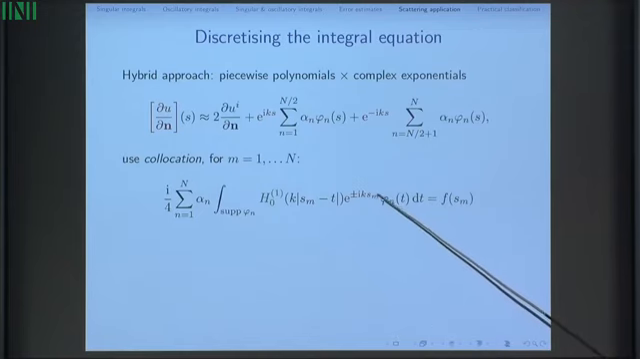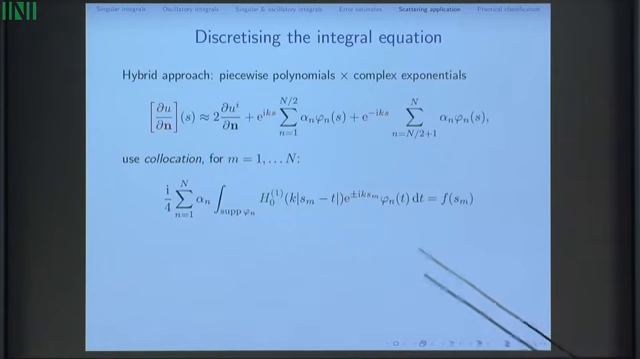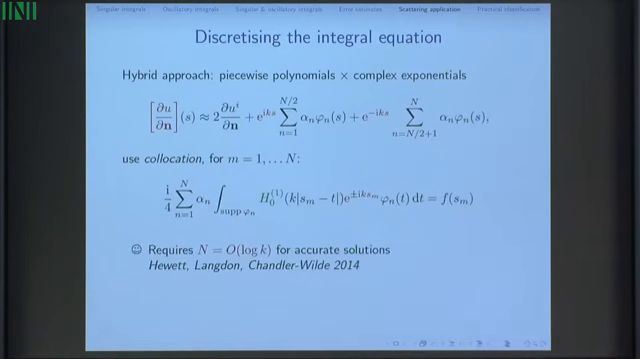It will look like this. So these s_m correspond to the points on the screen at which we're forcing the integral equation to hold. This is nice because you can prove that we require the number of degrees of freedom to grow only like the logarithm of k, where k is the wave number in our Helmholtz equation.